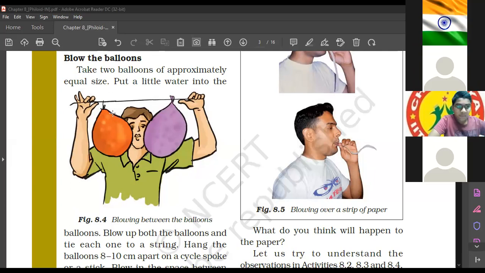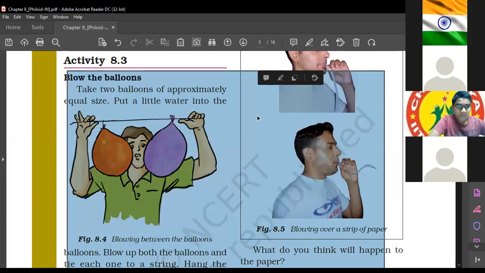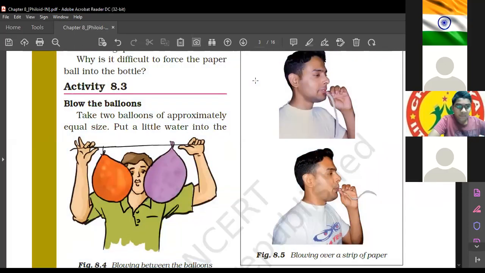Yes, sir. So clear these two activities. These two activities explain only the relationship between the high speed wind and the air pressure. So what is this third activity? Now you have to tell me the answer for the third activity. It's also the same. Why is the paper lifting, or why is the paper coming up, when you are blowing air above the paper?